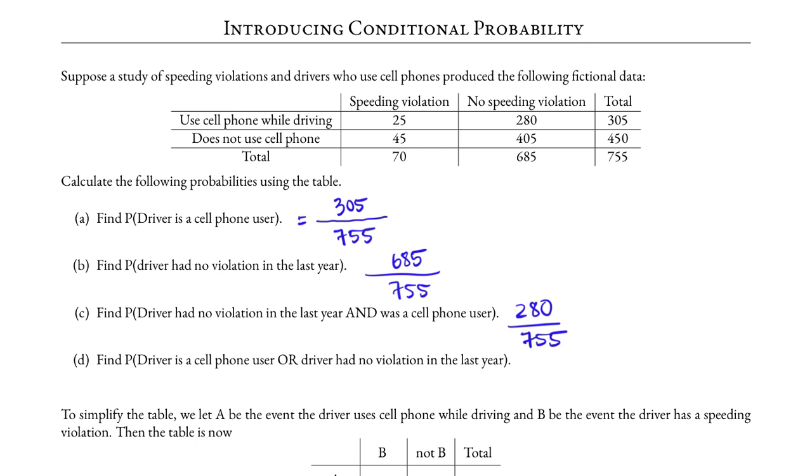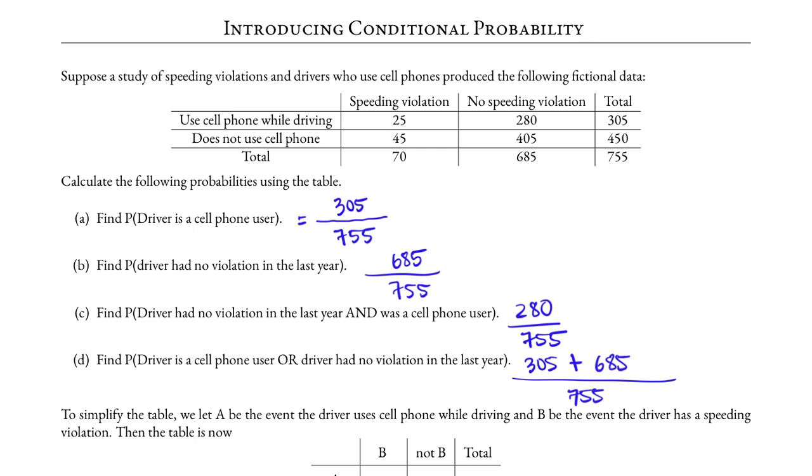Part D. Find the probability that the driver is a cell phone user or the driver had no violation in the last year. For the or, we are looking for whether the driver is a cell phone user or had no violation or both. Remember the definition of or. And so out of 755, how many of them are cell phone users? 305. Or how many of them had no violation?